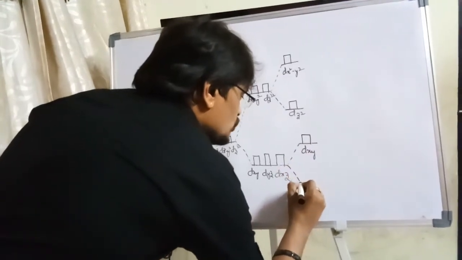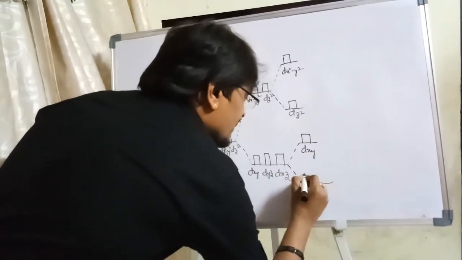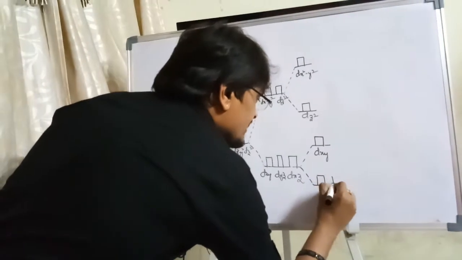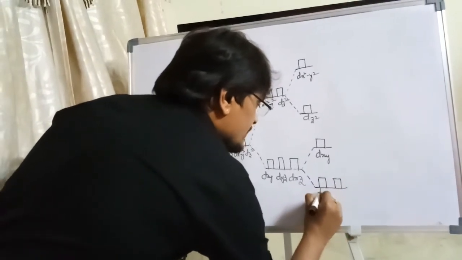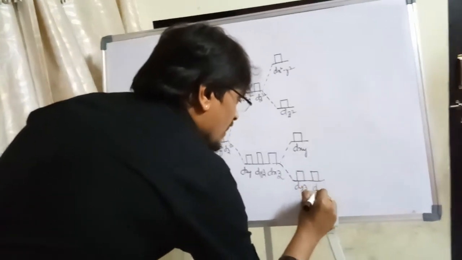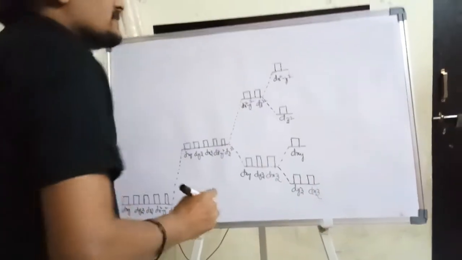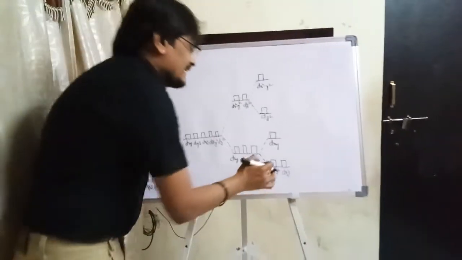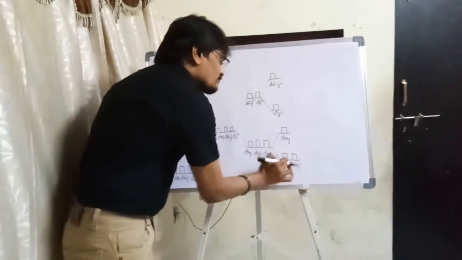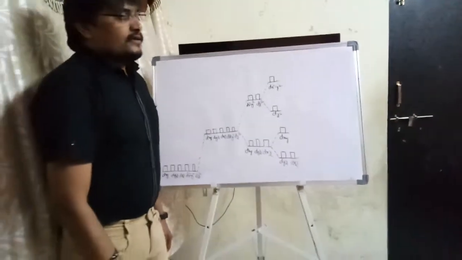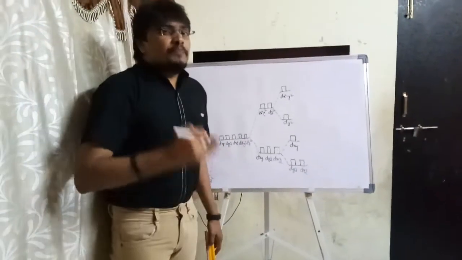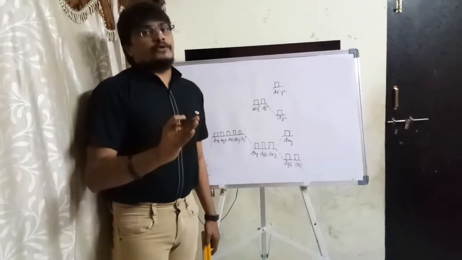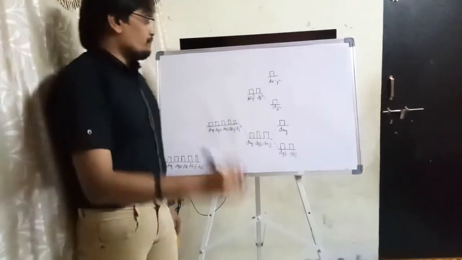Whereas the remaining two, dyz and dxz, occupy the same energy level, because in this one x is there and in this one y is there, right? So in order to get rid of the confusion, please do watch the previous video.